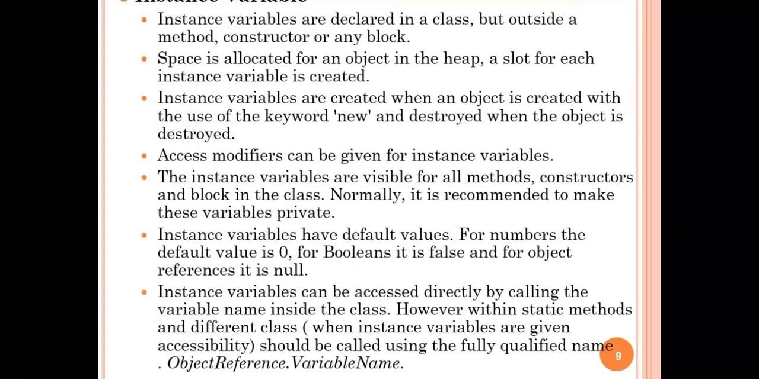Access modifiers can be given for instance variables. The instance variables are visible for all methods, constructors and blocks in the class. Normally it is recommended to make these variables private. Instance variables have default values. For numbers the default value is 0, for boolean it is false, and for object references it is null.